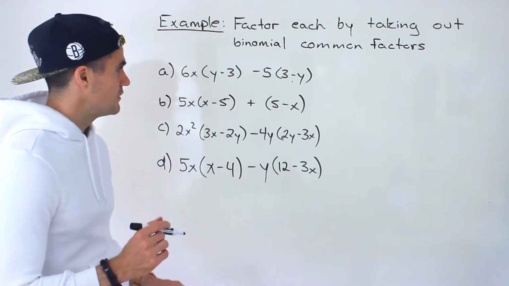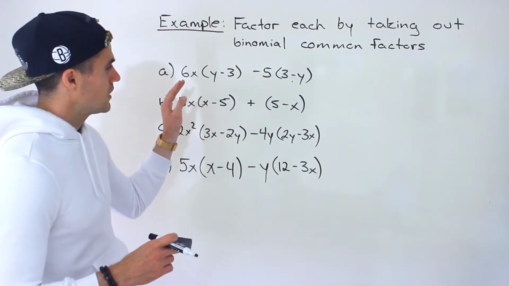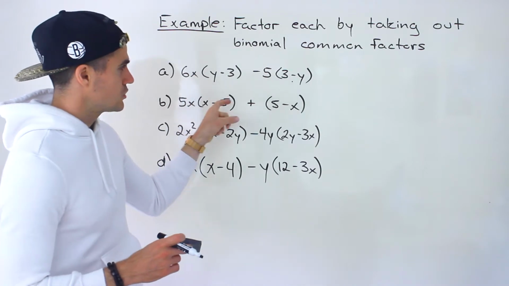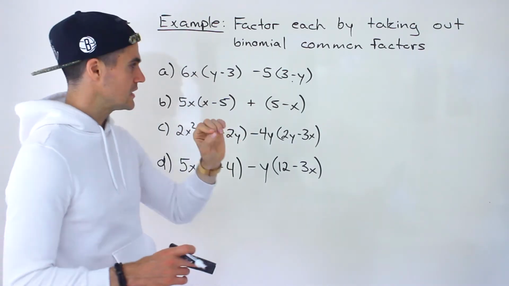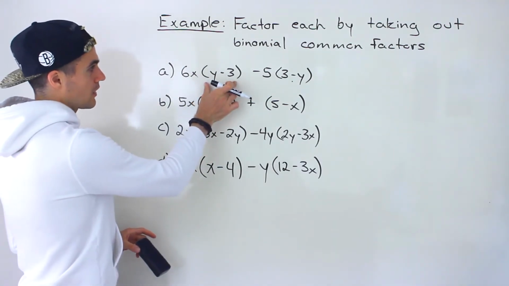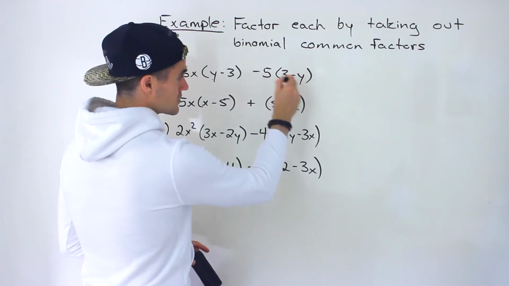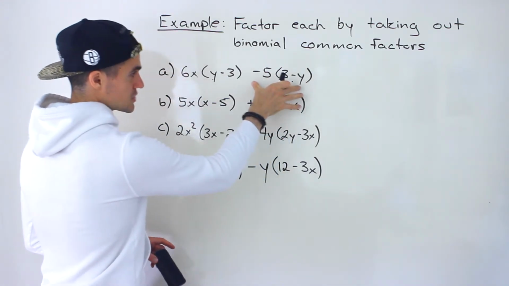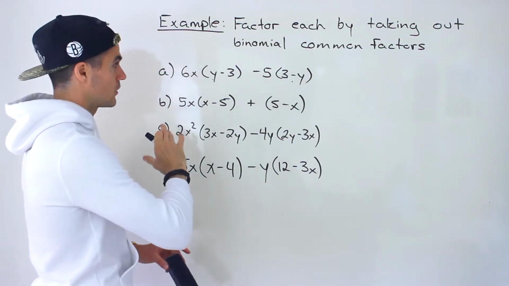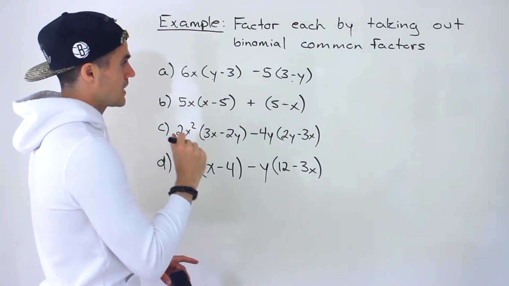So in the previous video, we wouldn't have to manipulate these initially. I think there was one example where we did, but for all of these we're going to have to, because notice here in part A we got y minus 3, but over here we have 3 minus y. Now if this was y minus 3, then we could just take out the y minus 3 right away. We'd be left with 6x minus 5. But unfortunately in this case we can't do that.